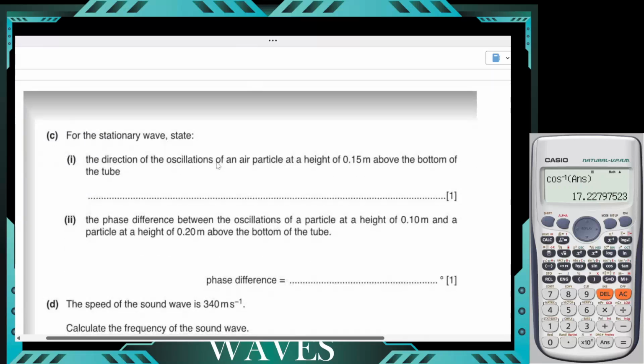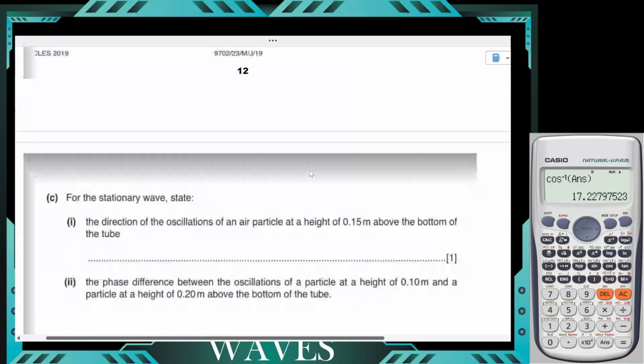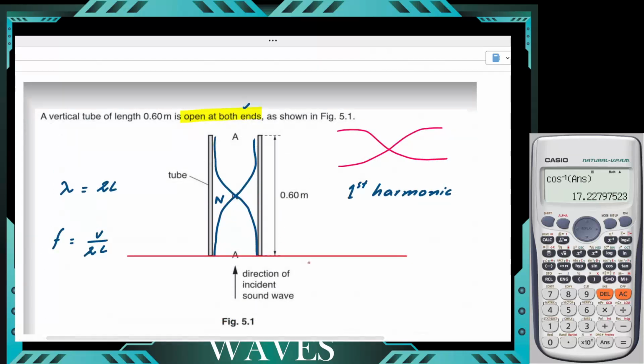Okay, so what about the next one? For a stationary wave state, the direction of oscillation of air particles at a height 0.10 meter above the bottom of the tube. Okay, so if we have a sound wave and the direction of motion of the incident wave is upward, and since it is a sound wave, at any distance the particle has to be moving up and down. It has to be moving parallel to the direction of energy transfer, or the direction of propagation of the wave.